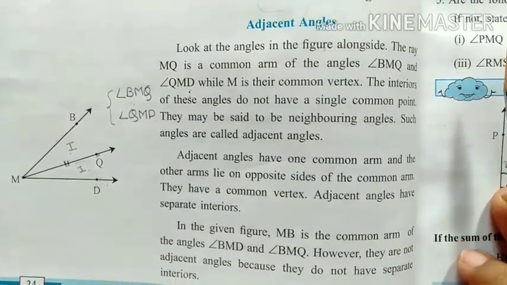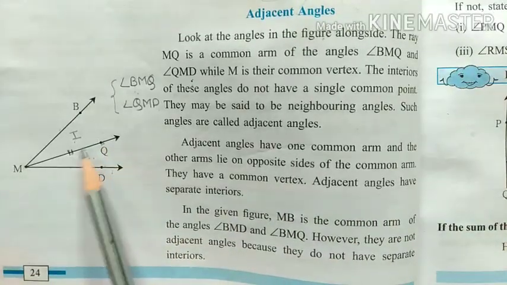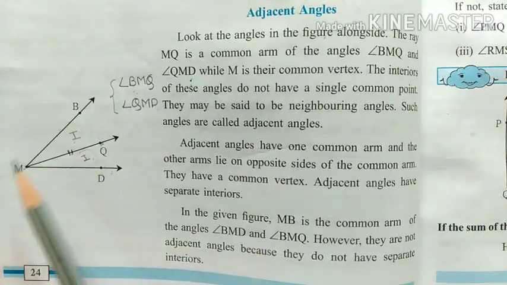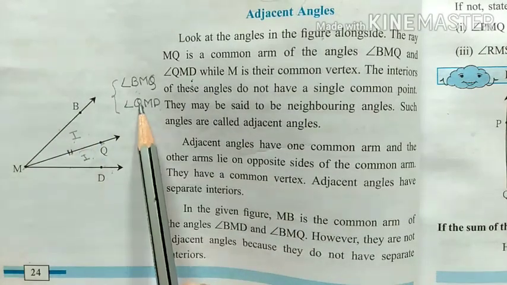Adjacent angle. What is the condition for the adjacent angle? One arm is common. Vertex is common. Interior parts are different. That angles are said to be adjacent angles.